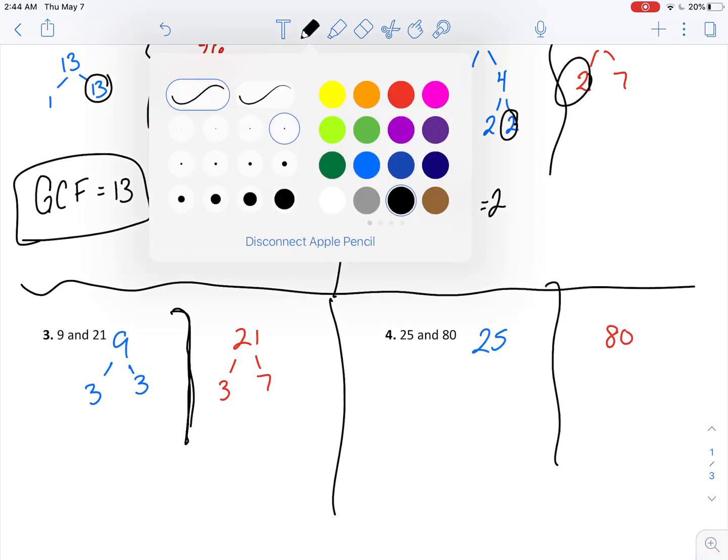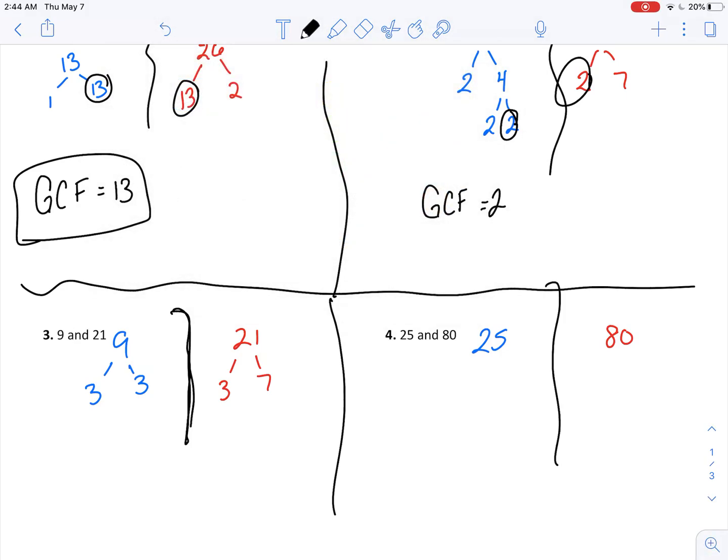Now, let's circle what they have in common. I've got a 3 in common, and a 7 and a 3 are not the same, so I've only got one factor here. So my greatest common factor is just 3, and I haven't had to multiply yet. Let's see if I have to in number 4.